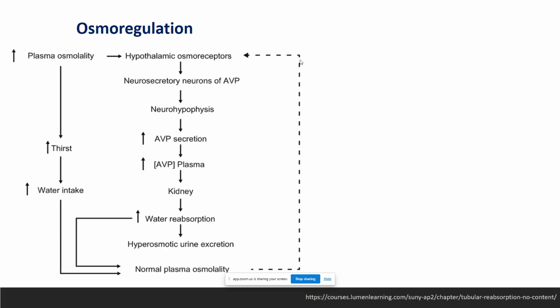An increase of only 2 to 3% in plasma osmolality will produce a strong desire to drink, whereas a change of about 10 to 15% in blood volume or arterial pressure would be required to produce the same response. So our bodies are very sensitive to small changes in plasma osmolality.